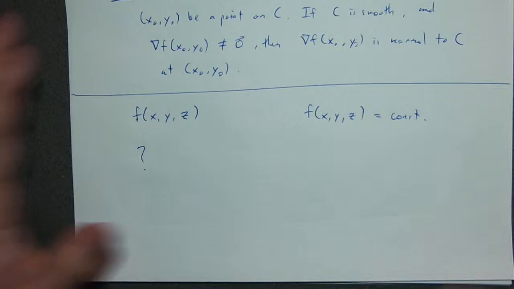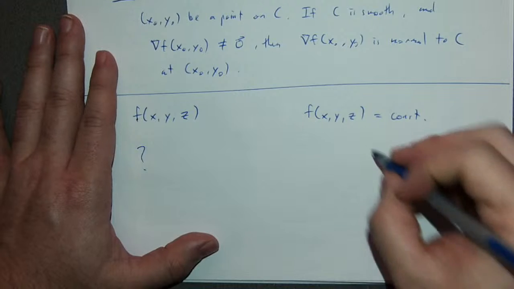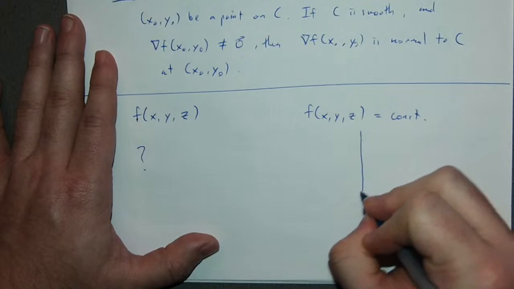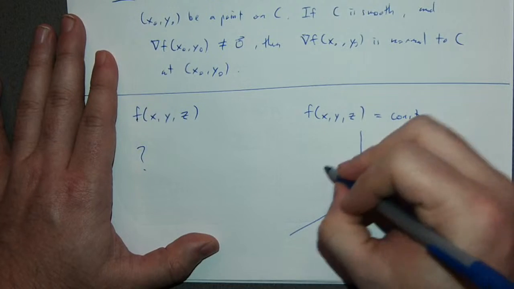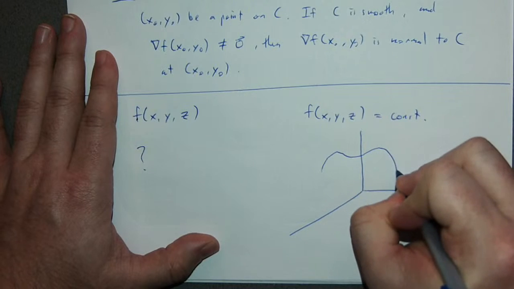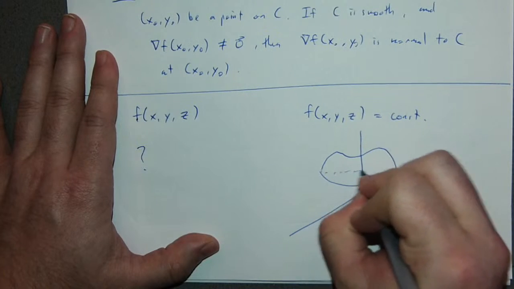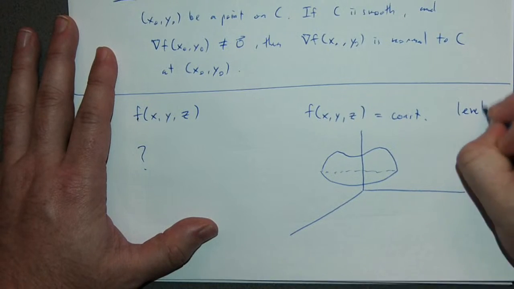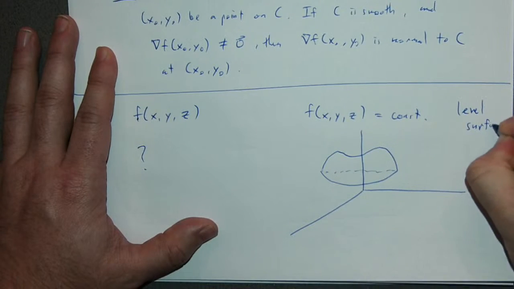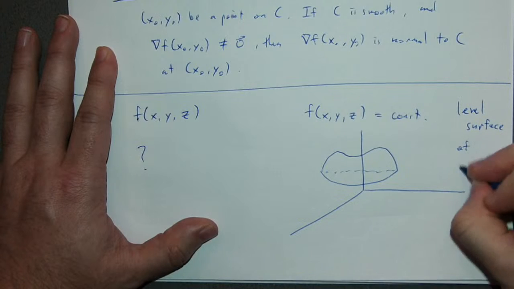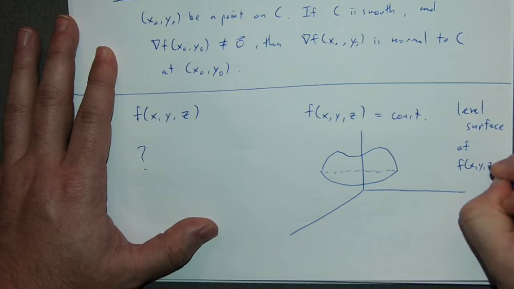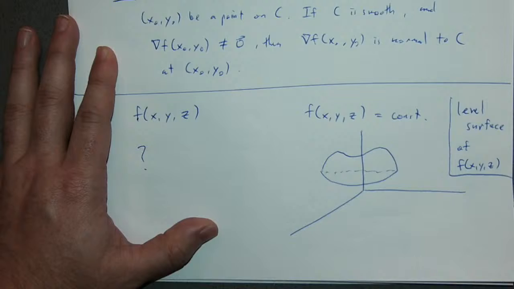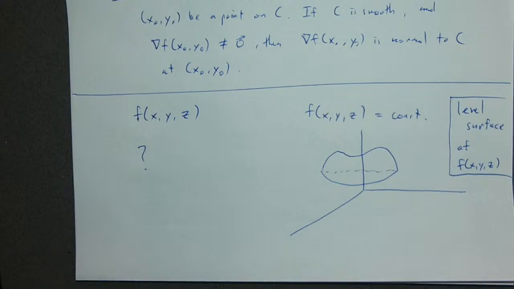Well, I get something like this. This is called a level surface of f of x, y, z. So the analogy is exactly the same.